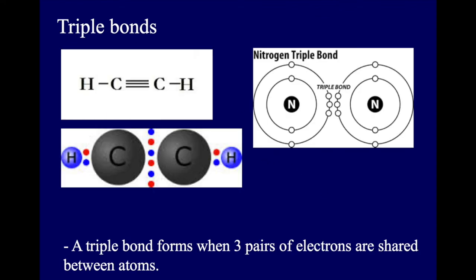What we don't see a lot in biology are triple bonds. They are possible in some organic molecules, but what happens in a triple bond is that 1, 2, 3 pairs of electrons, 6 electrons, are shared between, for this case, carbons or nitrogens. The only atoms that really make good triple bonds are carbon and nitrogen. There's no such thing as a quadruple bond, but there are triple bonds, particularly in nitrogen and carbon.